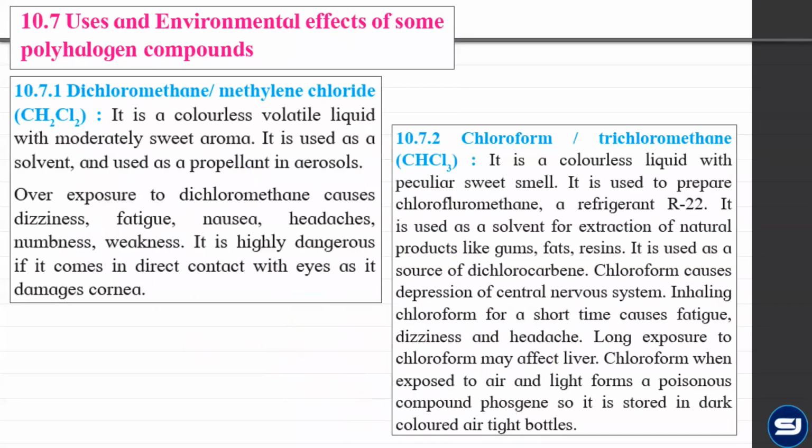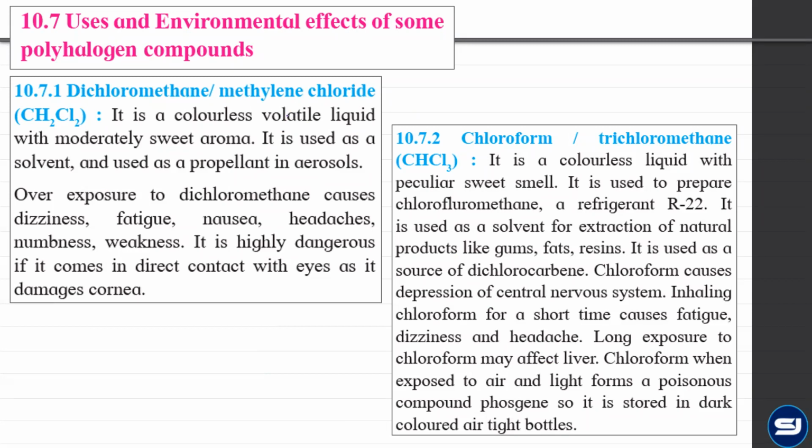Now, last part is completely theoretical, that is uses and environmental effects of some polyhalogen compounds. तो बहुत सारे polyhalogen compounds हम use करते हैं in the industries or in our day-to-day lives also. So what are the environmental effects and the uses? उसके बारे में detailing है.